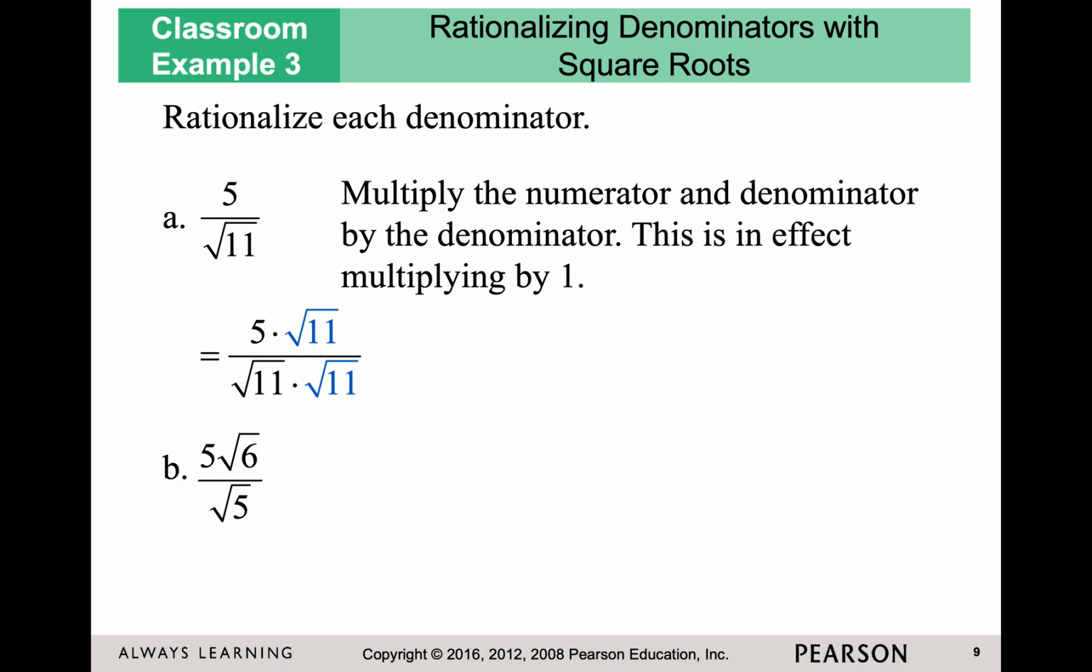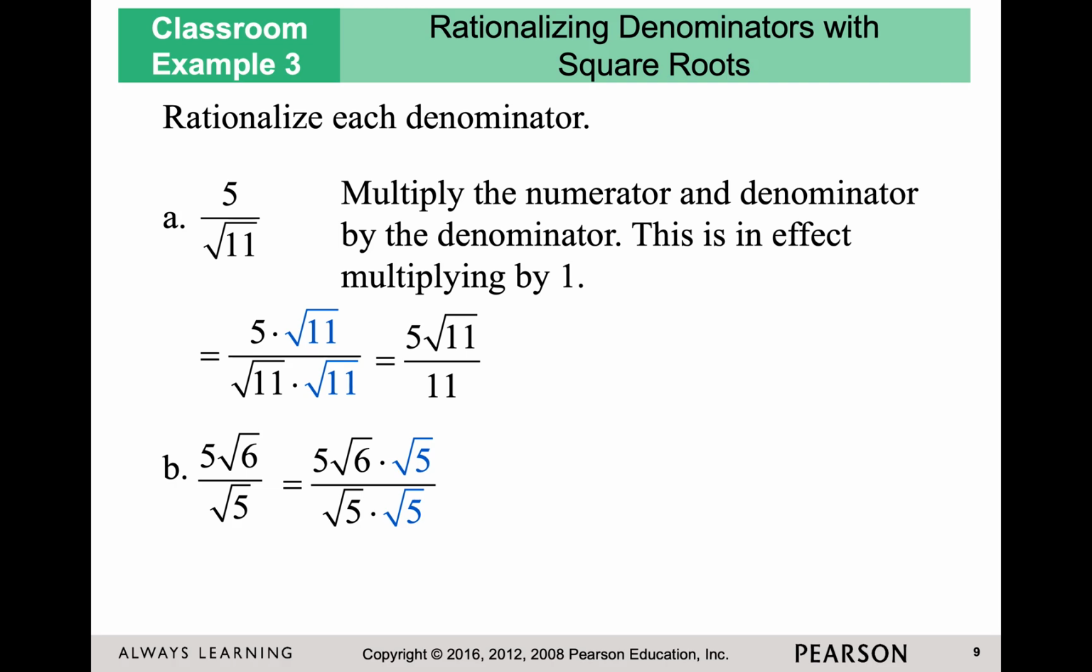Now, I just have 5 times square root of 11. There's nothing I can do there to make it simpler. The square root of 11 times the square root of 11 is considered the square root of 11 squared, which is just 11. In the bottom, in B, I only want to rationalize the denominator. I don't want to look at that square root of 6. So when I create that rationalizing statement, I'm going to leave the 6 alone.